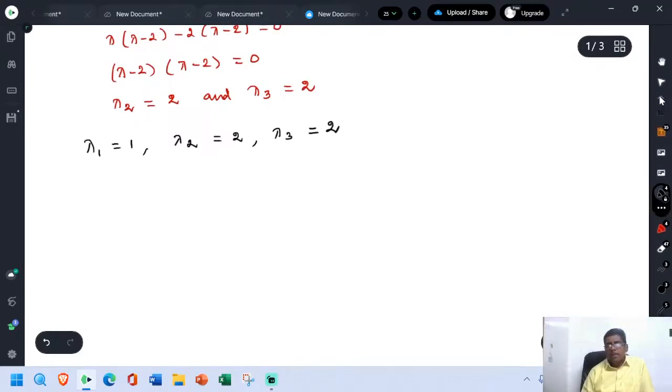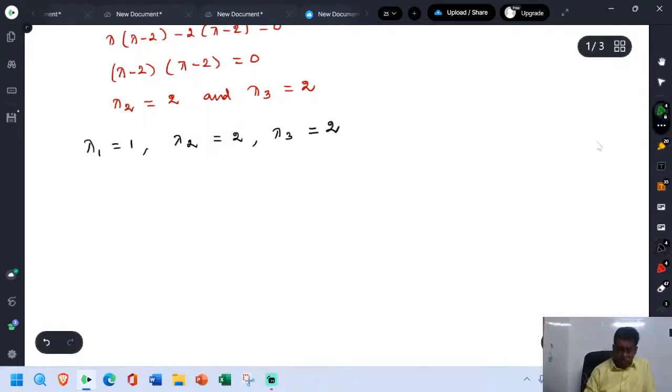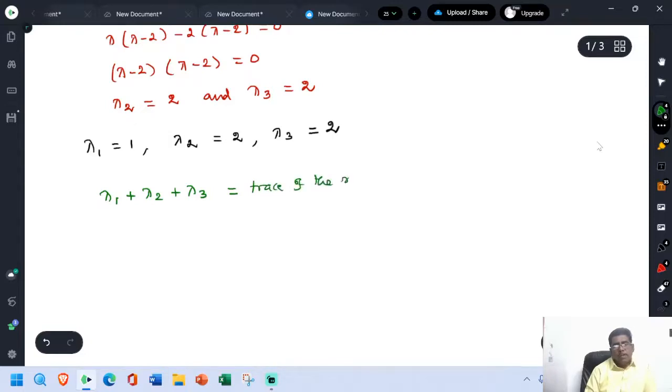That is, the sum of the eigenvalues lambda 1 plus lambda 2 plus lambda 3 should equal the trace of the given matrix. This is the first condition. The second condition is that the product of the eigenvalues lambda 1, lambda 2, lambda 3 should equal the modulus value of the given matrix.